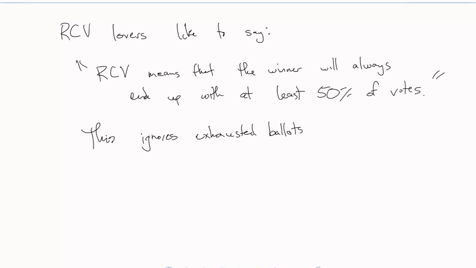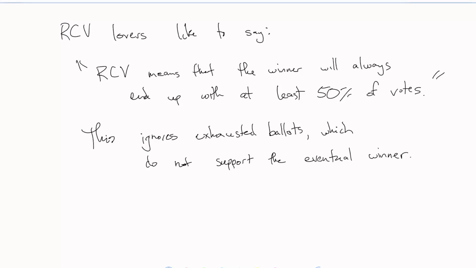The ranked choice lovers tend to say, "Oh yeah, we should exhaust the ballots." This analysis ignores the exhausted ballots, which do not support the eventual winner, I will say. So in the last round, it's true, whoever wins the last round gets at least 50% of the last round, but they do not get 50% of the votes overall. And that's the only thing that really matters, right?